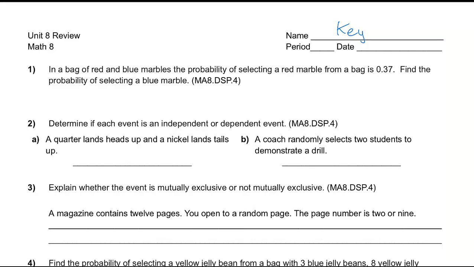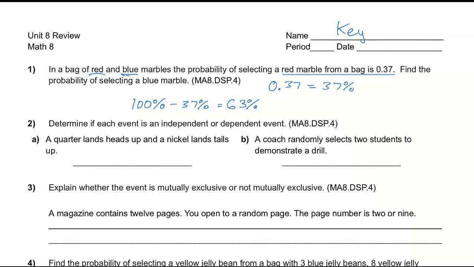Number 1, in a bag of red and blue marbles, the probability of selecting a red marble from the bag is 0.37. Find the probability of selecting a blue marble. In order to do this one, I'm going to convert the 0.37 into 37%. And we know that percents are out of 100, so I'm going to take 100% minus 37%, and that's going to get me 63%.